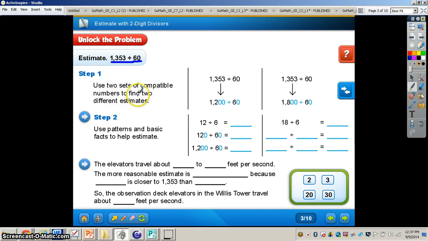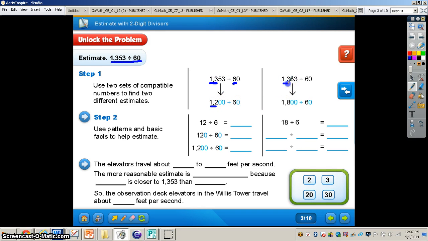Step one is we need to use two sets of compatible numbers to find two different estimates. So what we do is take a look at the two greatest numbers here, 1 and 3, and we think about 13 divided by 6. What is the closest compatible number to 13 that is divisible by 6? That's going to give us 12. After we do that, we change the rest of the digits to zeros, so we have 1,200 divided by 60.